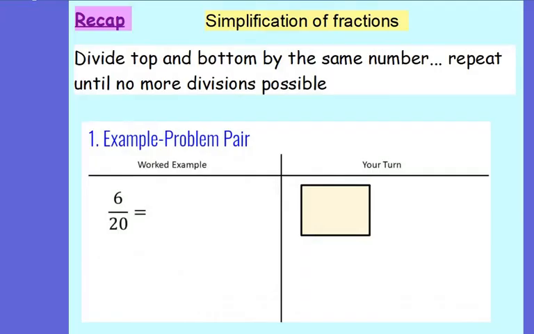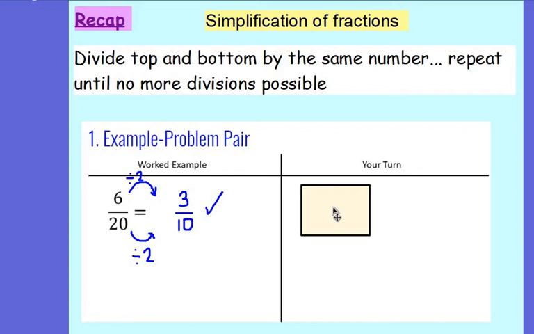Let's head into today's lesson. So to start off, a quick recap of simplifying fractions. This is something we've covered before, and I said we needed to divide the top and bottom of the fraction by the same number. Repeat, repeat, repeat until no more divisions are possible. For example, if I've got 6 over 20, the first thing I could do is divide top and bottom by 2. That would give me 3 over 10.